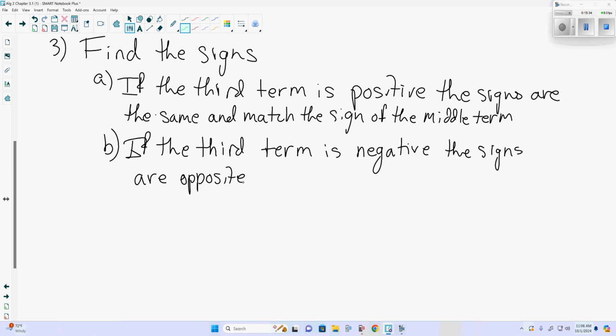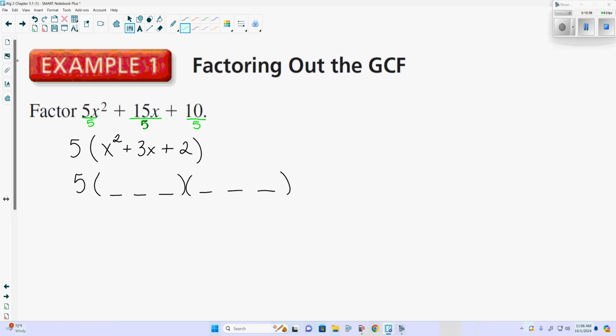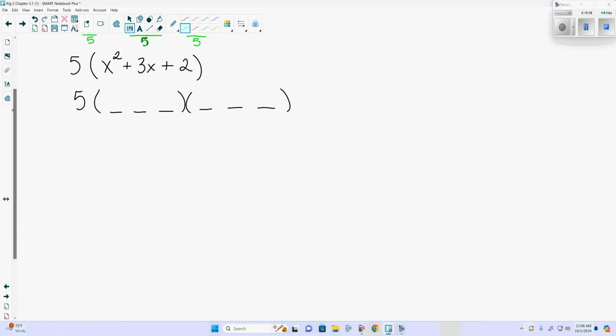So let's look at the example we have here. The third term sign is what we're looking for. Not so much the number, the sign. Here the third term is plus 2. Positive 2, yes? Since the third term is positive, the signs are the same and match the sign of the middle term, which is also positive 3x, positive. Which means our signs are the same and both positive.